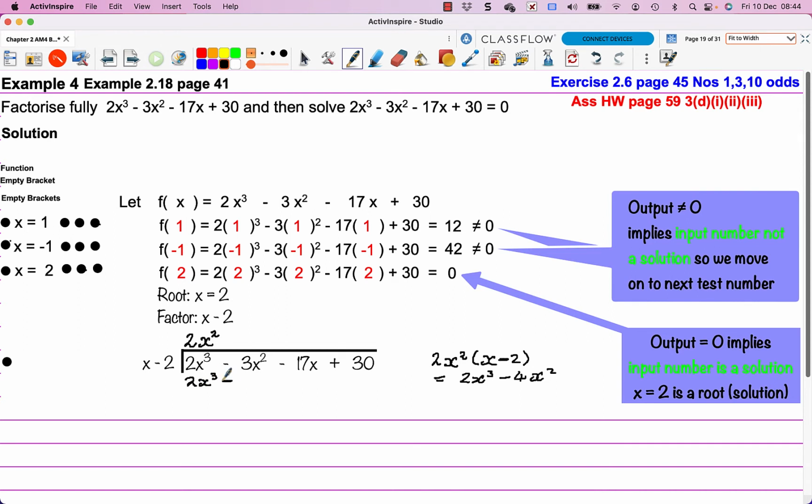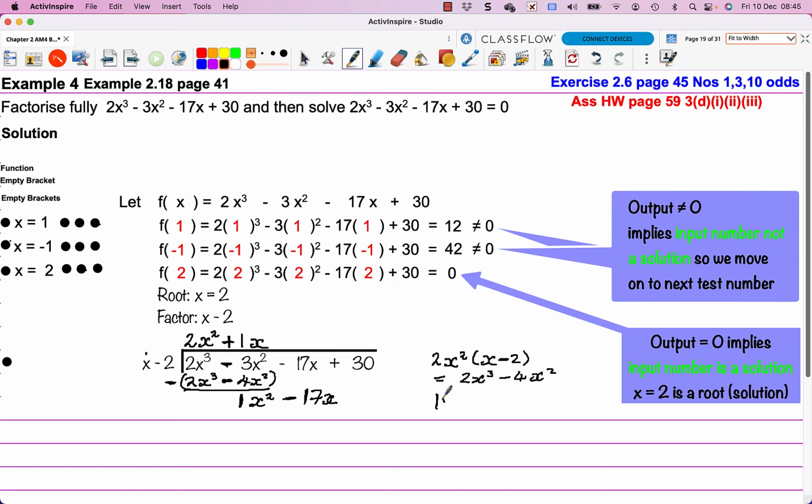So 2x cubed minus 4x squared. Now we're trying to find the remainder. In order to find a remainder, we have to do a subtraction sum. So minus 3 minus minus 4 means minus 3 plus 4. Minus 3 plus 4 is going to be 1, so it's 1x squared. And with any long division, you bring down the next item. Then we ask ourselves the question, what do we have to multiply x by to get 1x squared? Well, clearly it's plus 1, and then it's an x.